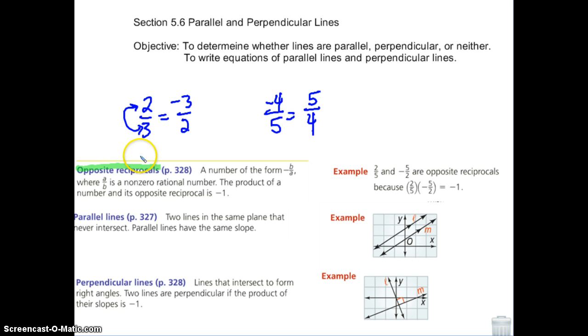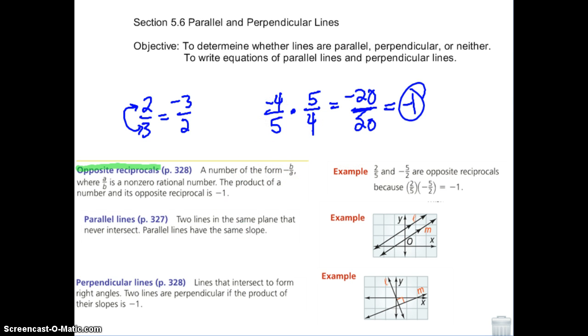Now, you know when they're opposite reciprocals if you multiply them and you get -1 as their answer. So, for instance, let's take the two right here that I just brought up. Negative 4/5 and 5/4 are opposite reciprocals. If I multiply those together, I get negative 20/20, and I get -1 as my answer. That means that these are opposite reciprocals.